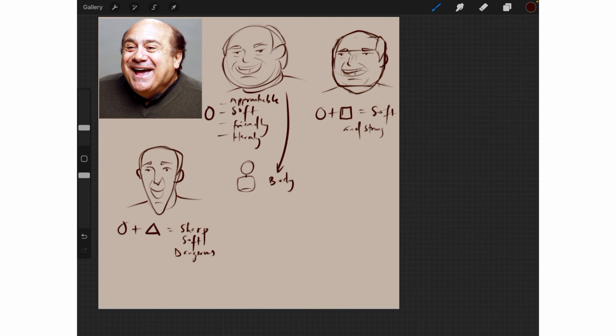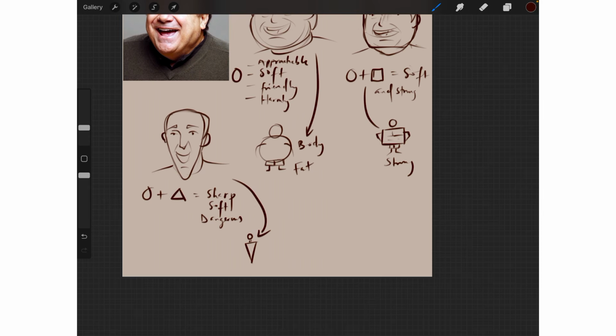So for the first one, you can use body types using the same combination of shapes. And for the second one, you can use the same combination of shapes for the body types, and then the third one, you can also use the same combination of shapes for the body type for uniformity and shape language harmony.